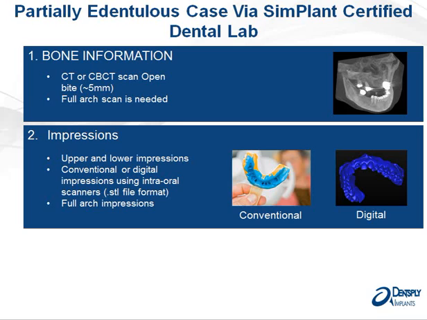Now, a couple of conditions here for the bone information. It has to be an open bite, meaning that we need about 5 millimeters of separation between the upper and lower arch, and that is to just get some better results when we merge optical scan information to the bone information. The other condition here is that it needs to be a full arch scan, once again to enhance the accuracy of the surgical guide.